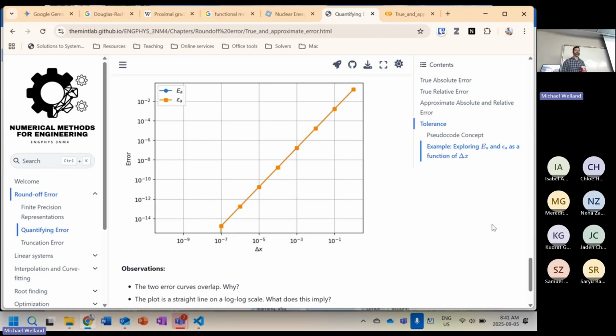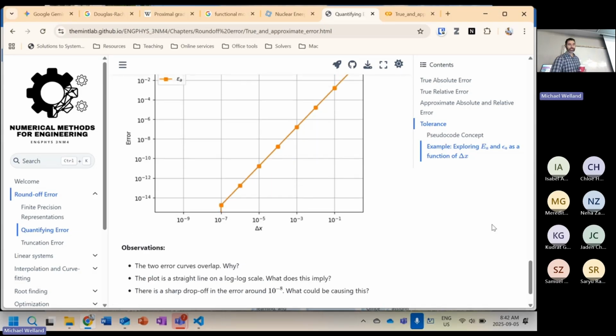Actually, I put that one in just to raise a little bit of awareness. Whenever you put something on a log scale, logs tend to distort any little differences, right? So even though it looks like they're overlapping on log-log, if you did that on a linear scale, you would actually see a bit of that difference there. There's a sharp drop-off around 10 to the minus 8, right? Nice, straight, flat chunk.